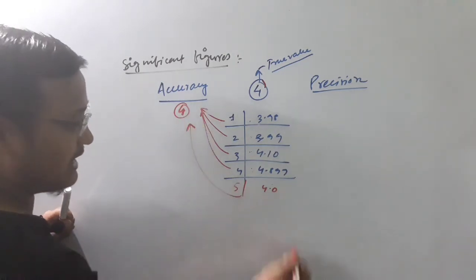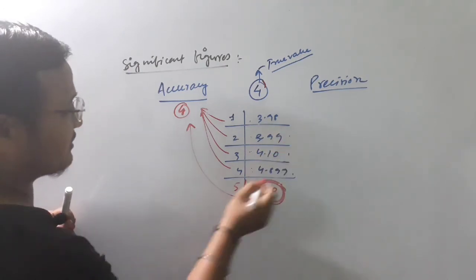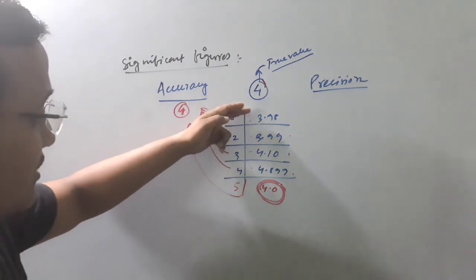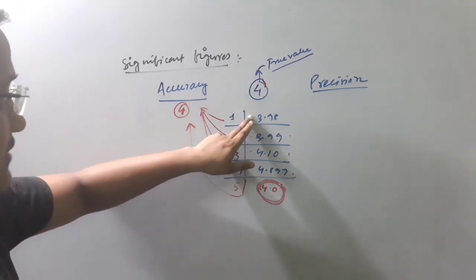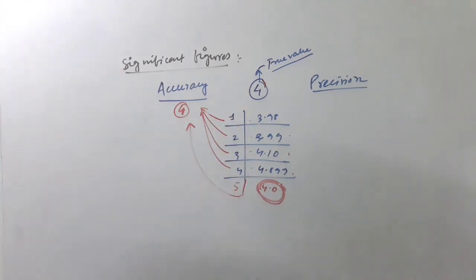What will he say? Sir, I have got the accurate value. So what are we doing? We are correlating individual values with the true value which I have provided during the experiment. So this is what we are talking about: accuracy. The closeness between the individual calculated value or experimental value and the true value is what we call accuracy.